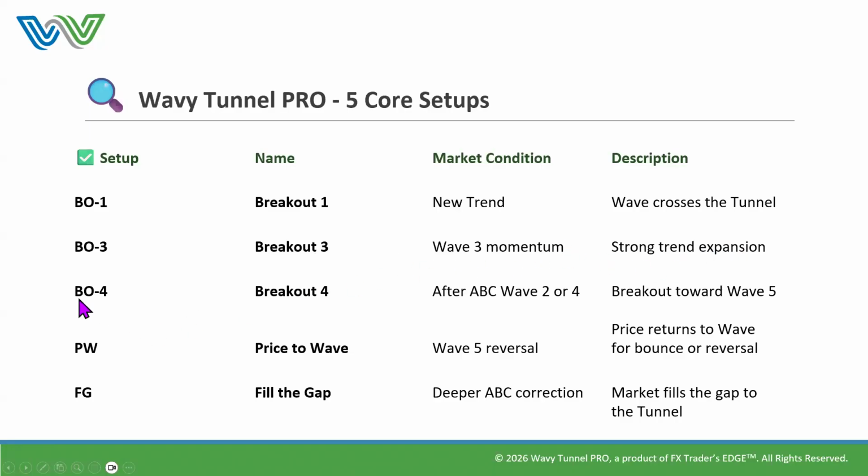We showed that. The breakout 4 trade is after an ABC wave 2 or a wave 4 because we're not sure which one. And that's a breakout towards a wave 5 or a wave 3 if it's a wave 2. We're not going to jump from 2 to 5. And then we have the end of the trend. So the end of the wave 5, the end of wave C, the end of something. PW, price to wave, that's our wave 5 reversal, where price returns to the wave for a bounce or a reversal. And then the fill the gap is a deeper ABC correction, where the market fills the gap to the tunnel. So this is a summary of the 5 core setups that I've taught you today.